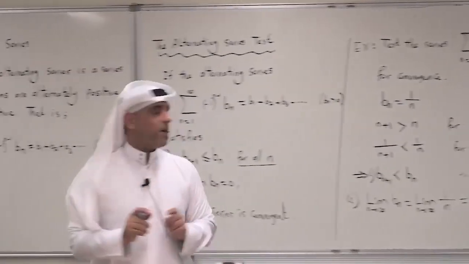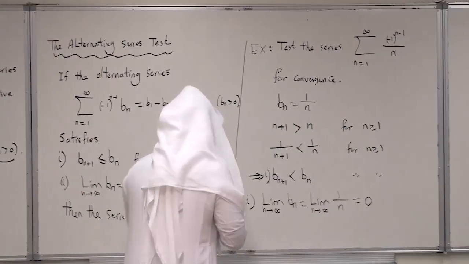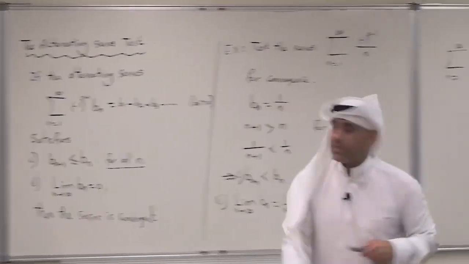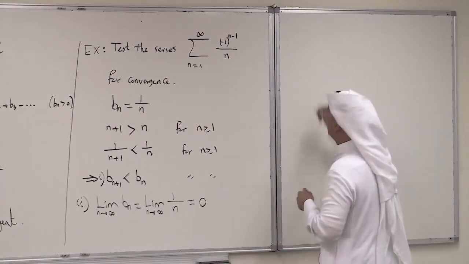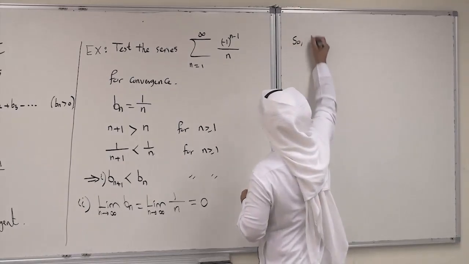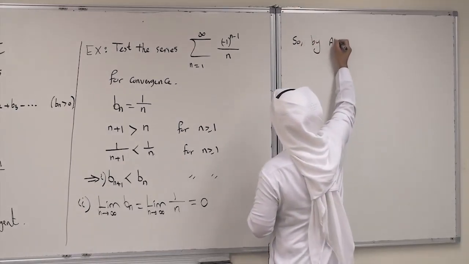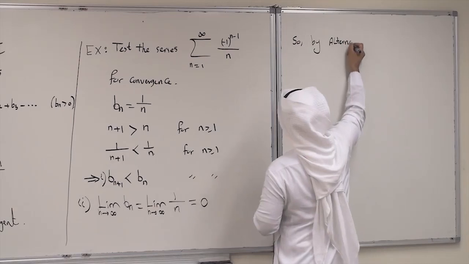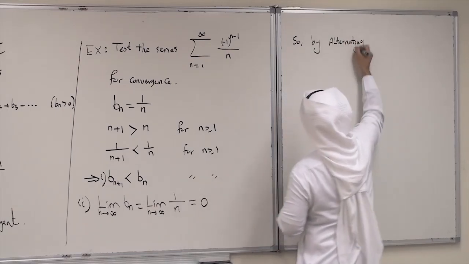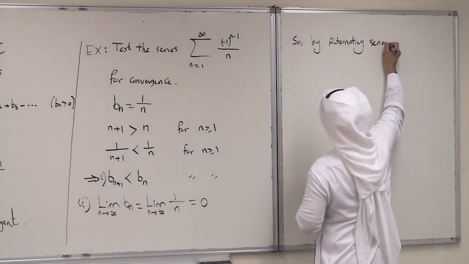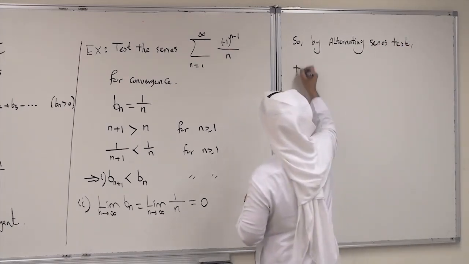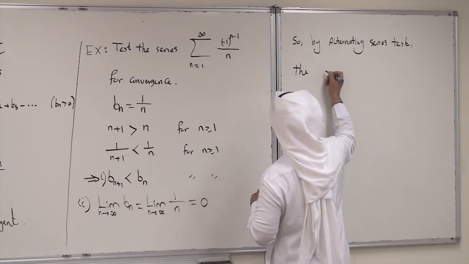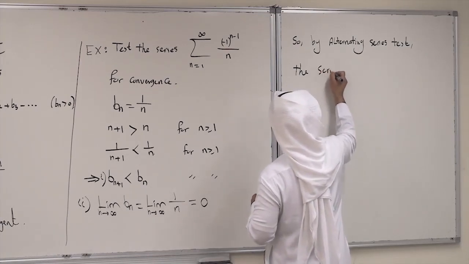What is the conclusion now? This series is convergent by the alternating series test. So, by the alternating series test, the series given is convergent.